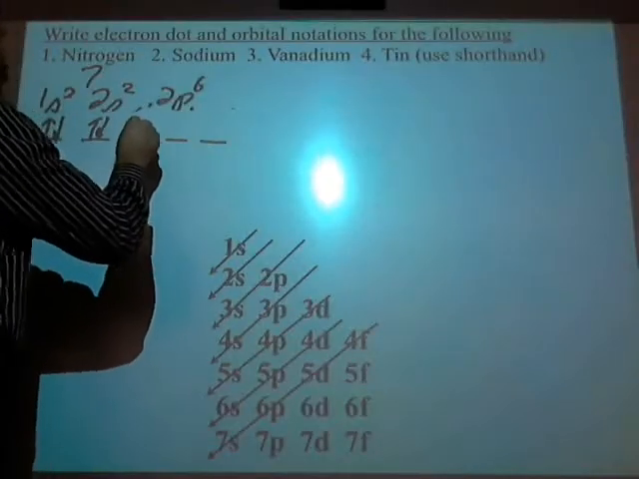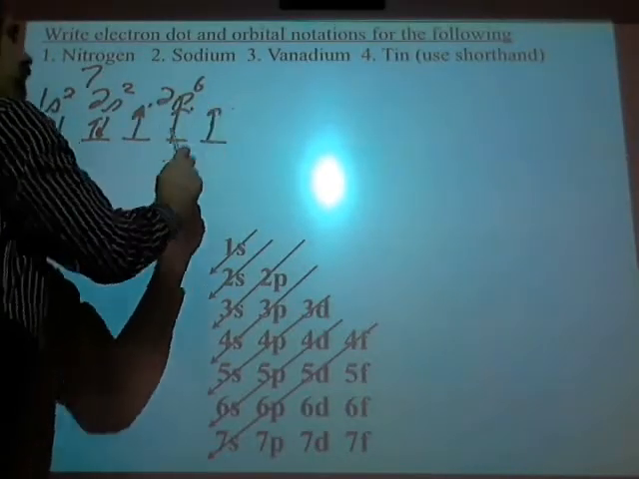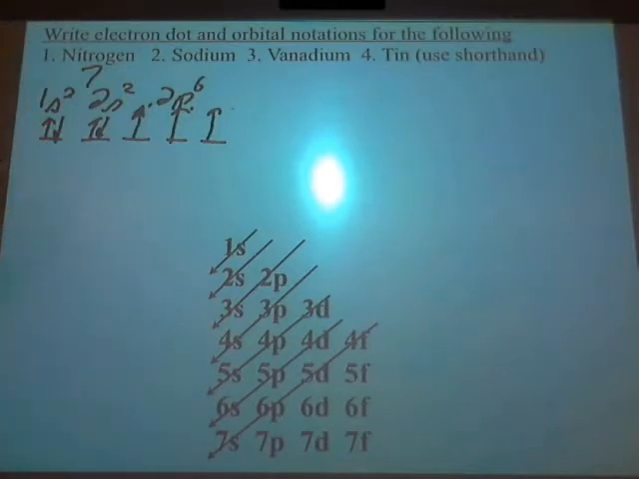1, 2, 3, 1. And they go in one at a time before they come back and pair up. So that is nitrogen, correct? That's called Hund's rule. They go in one at a time. And so it should only have a 3 up here. Now, I don't want to have to erase and start all over again.